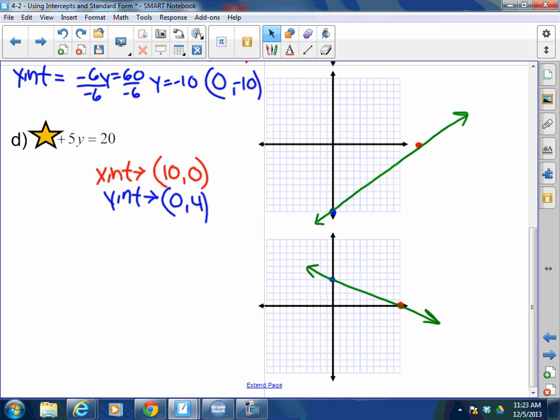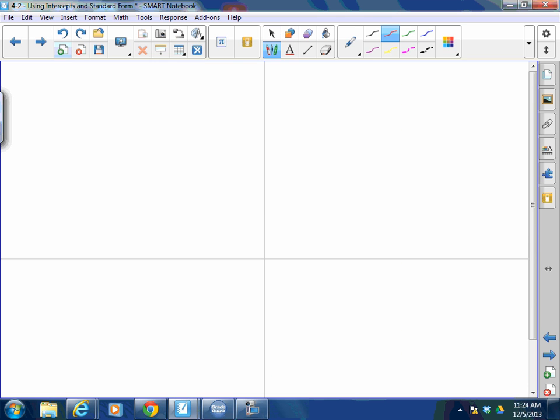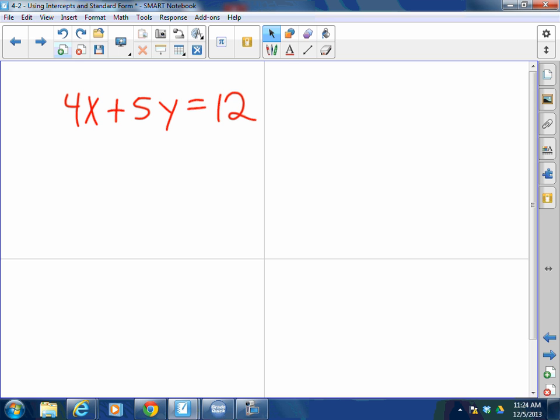All right? Now, I'm going to show you one where they're not perfect. And I'm going to show you what you would do. May I? All right. Let me show you what happens. All right, let's say I got 4x plus 5y equals 12. Okay? And I tell you, graph this by using x and y intercepts. Well, same procedures. Let's get my little star again. Help us out here.